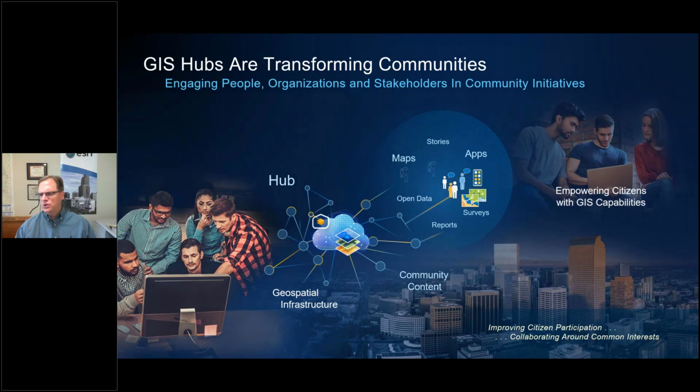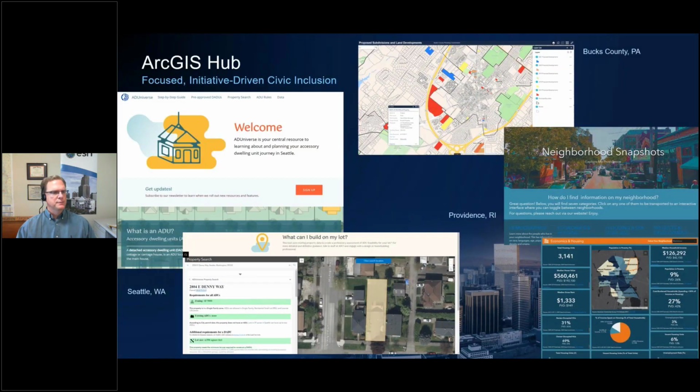So many of you are familiar with ArcGIS Hub. I just wanted to provide a couple of examples. We'll actually have a story about this out pretty soon. The city of Seattle has created ADU Universe to educate their public about accessory dwelling units in an effort to create additional housing within the city. So there's a number of resources there, including pre-approved plans to use. And then you can also search your property and see exactly what you can do on that property.